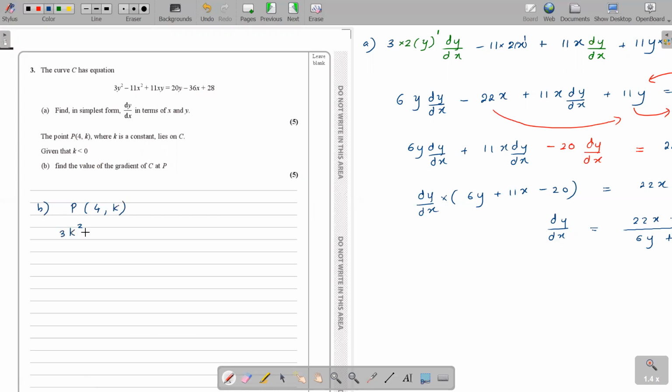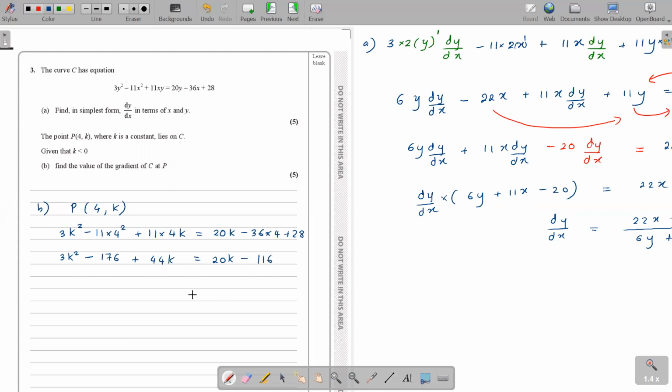So 3k square minus 11 into 4 square plus 11 into x is 4, y is k, 20y is k, minus 36 times 4 plus 28. 3k square, 11 into 4 square, how much is it? 16 times 11 is? And then we get here 44k equals 20k minus 36 times 4 is? Yeah, minus 36 times 4 and then plus 28. We'll add them all together.